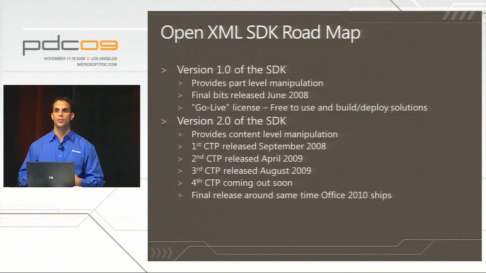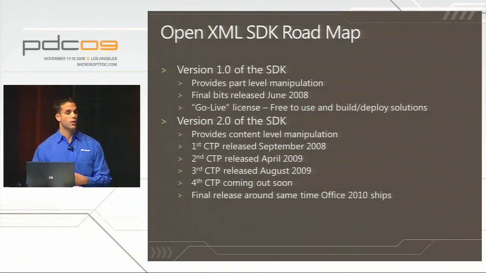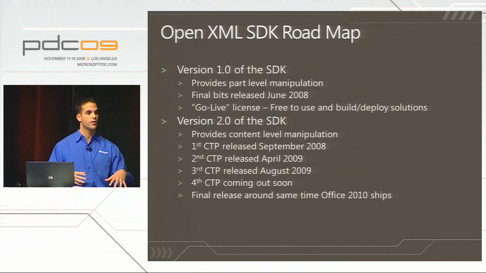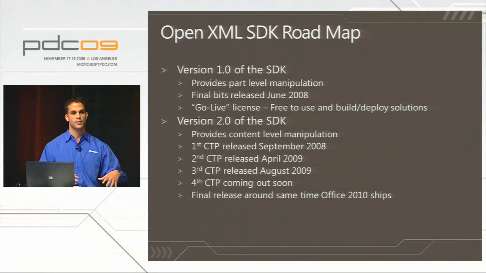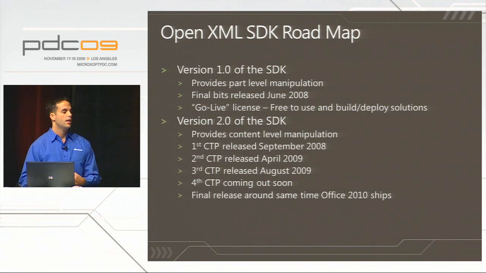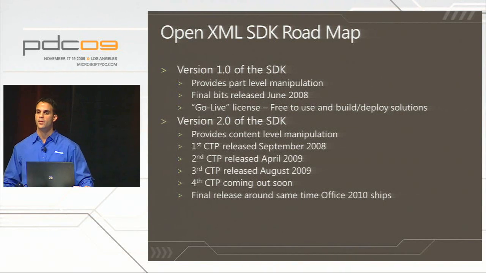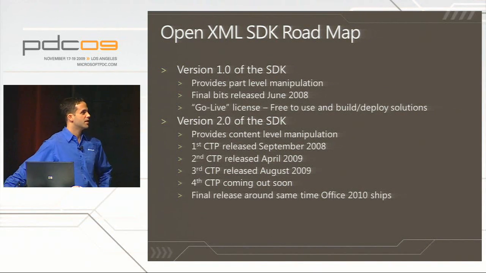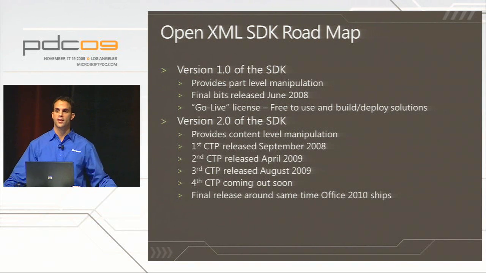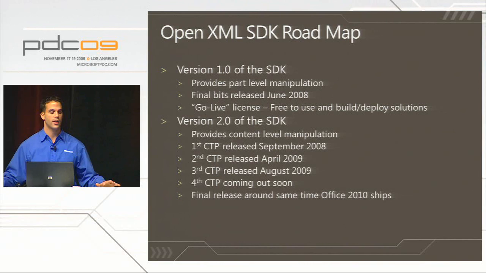Version 2 is what we're developing right now. It's going to allow you to go further than version 1, and go inside the XML and manipulate the XML. We are working on several CTPs, and several have been released. The next CTP is hopefully coming out next month. I'm really hoping that it's going to come out in December, and that will give you support for both Office 2007 and 2010 file formats.